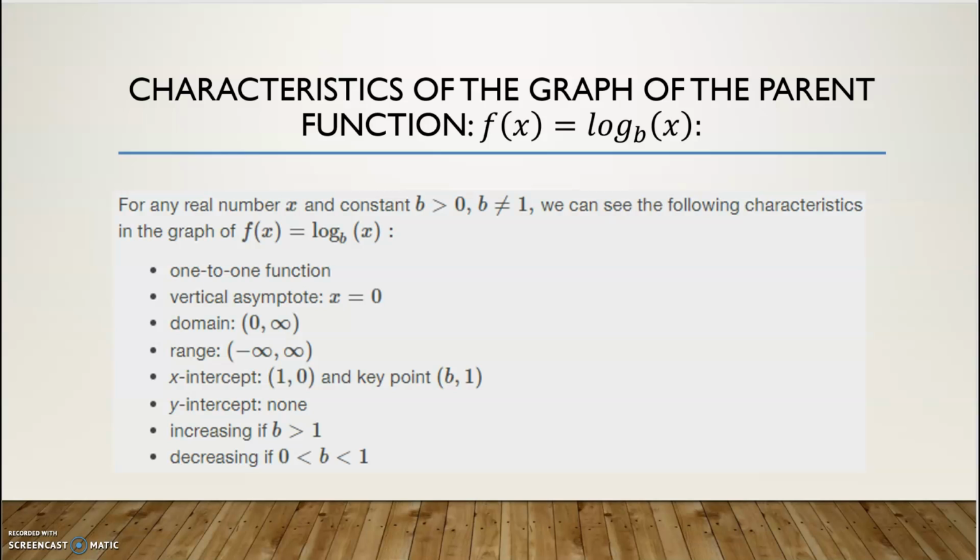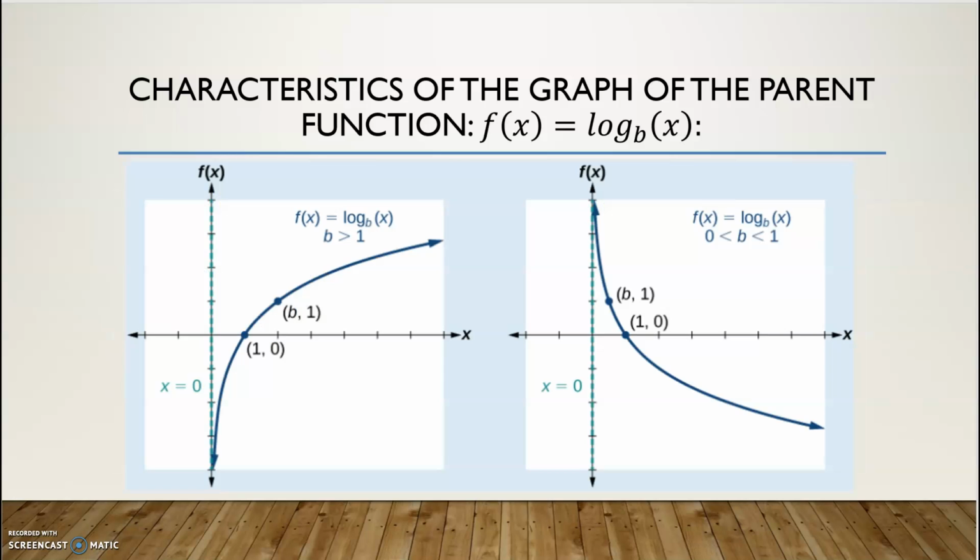And if b is greater than 1, it's going to be an increasing function. But if b is between 0 and 1, it's going to be a decreasing function. Like these right here. If b is greater than 1, like we have right here, we have an increasing function. Now notice we don't have a y-intercept. It's getting really, really close to the y-axis, but it's never going to cross it, never going to touch it. And then we have the two key points, (1, 0) and (b, 1).